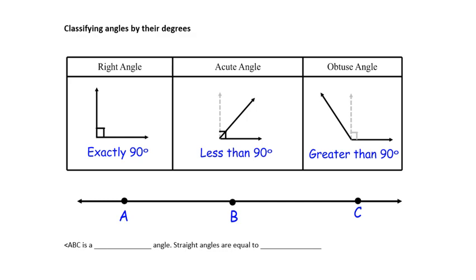Now, when we talk about how big the angle is, we can classify it. We can say that it's a right angle if it's exactly 90 degrees. We can say it's an acute angle if it's less than 90 degrees. We can say it's obtuse if it's greater than 90 degrees. Or we can say that it is a straight angle if it looks like a straight line. And those angles are equal to exactly 180 degrees. So that might be something kind of new for you.